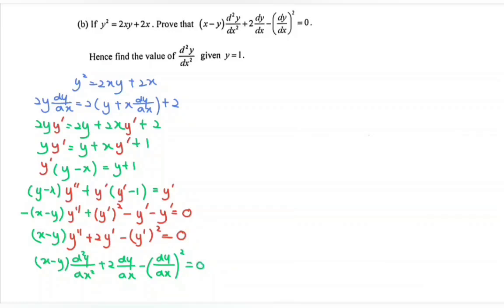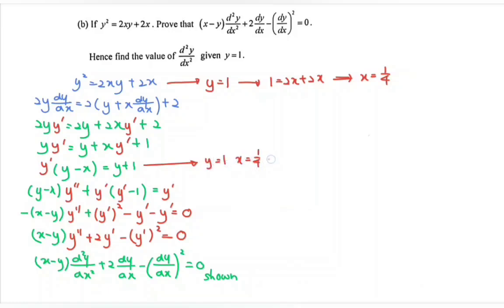So continue. We have already shown the situation. Hence find the value for the second derivative given that y is equals to 1. So if y is equals to 1, we have to find the value of x. So where we have 1 equals to 2x plus 2x, then we can say x is equals to 1 over 4. Continue. Next, in order to find the value for the first derivative, we must know that y is equals to 1, x is equals to 1 over 4.